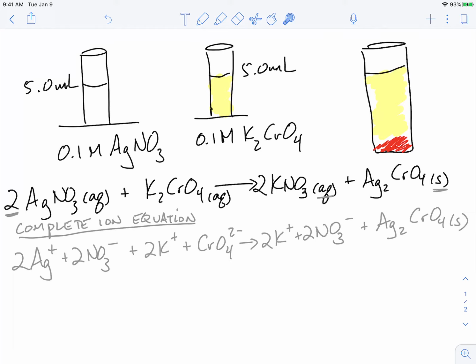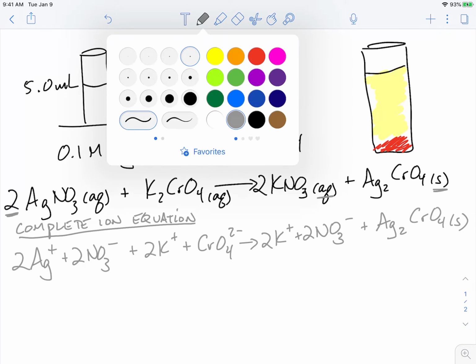And what we do is anything that's aqueous, we write it as separate ions because that's really what's happening. To make this silver nitrate solution, we took the solid and dissolved it. And when it dissolved, we actually separated the ions from each other. So this is actually a more accurate way of describing it. So that's the complete ionic equation.